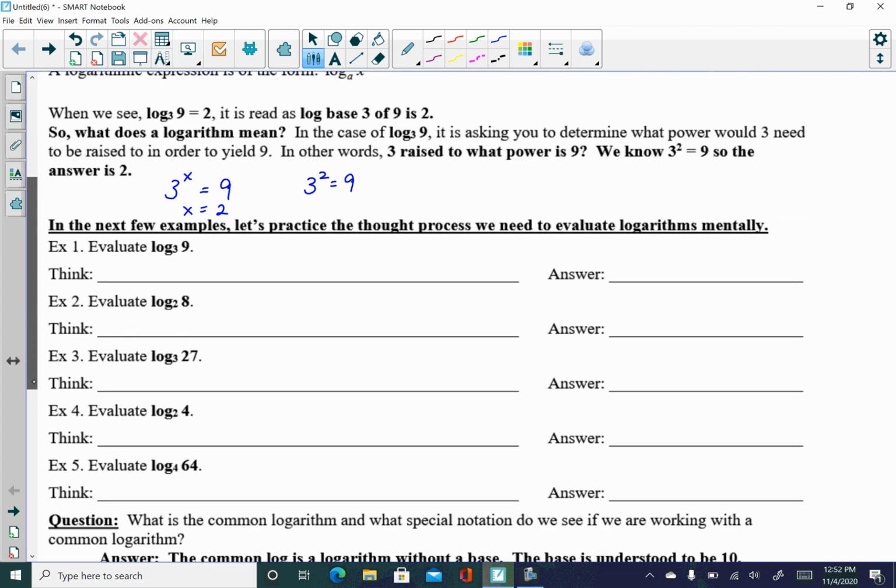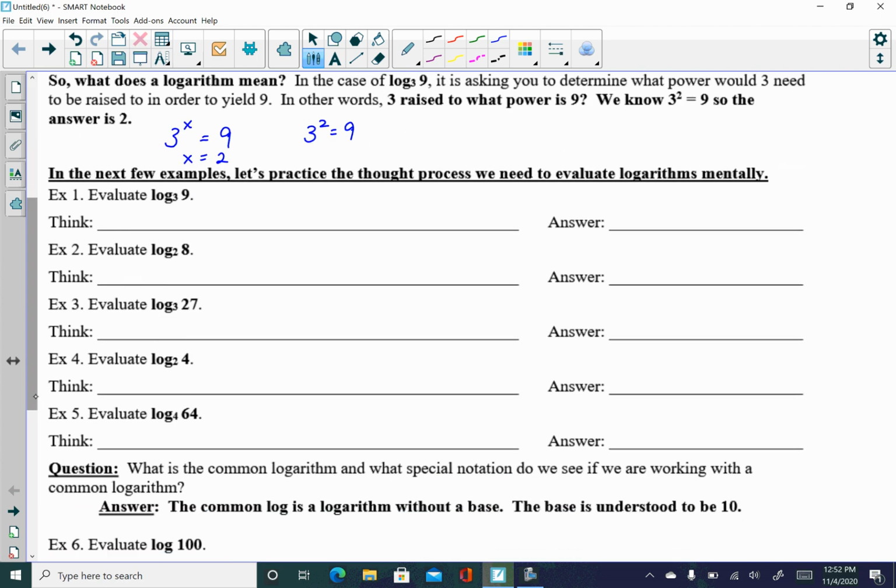So just down here below, I want us to practice thinking through what does it mean to take this logarithm without using a calculator. So here in example 1, if I wanted to evaluate log base 3 of 9, then technically what I'm thinking to myself is 3 raised to what power equals 9, and we know, okay, well that has to be 2. The next one, log base 2 of 8, I'm thinking 2 raised to what power equals 8. And then we say, okay, 2 to the first is 2, 2 squared is 4, 2 cubed is 8. So there's our answer.